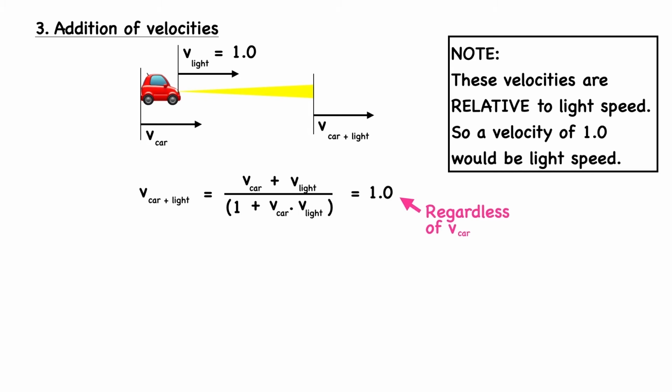Let's take a look at another example, this time one where two velocities are both less than that of light speed, and see what happens then.